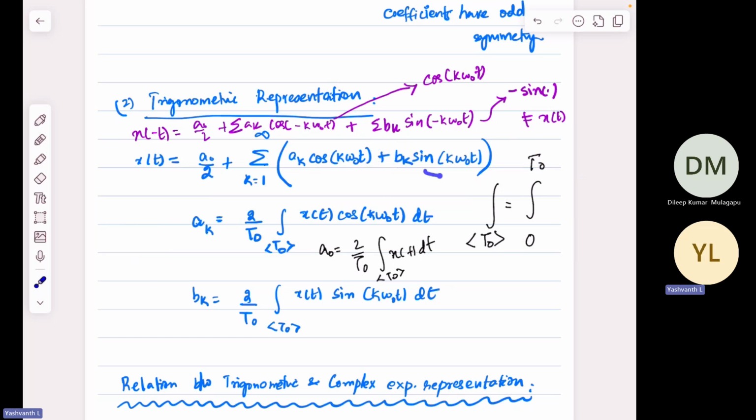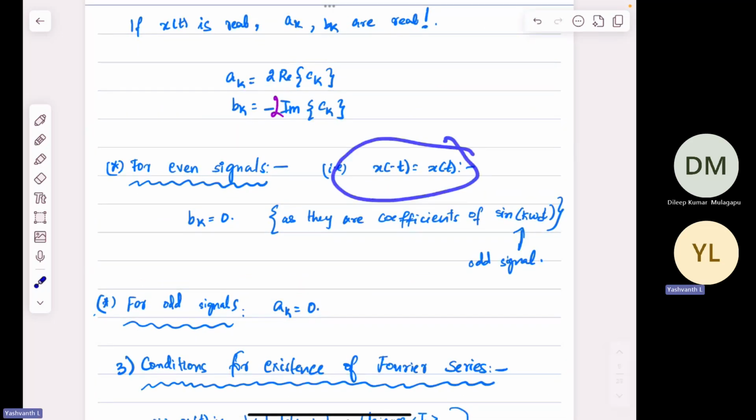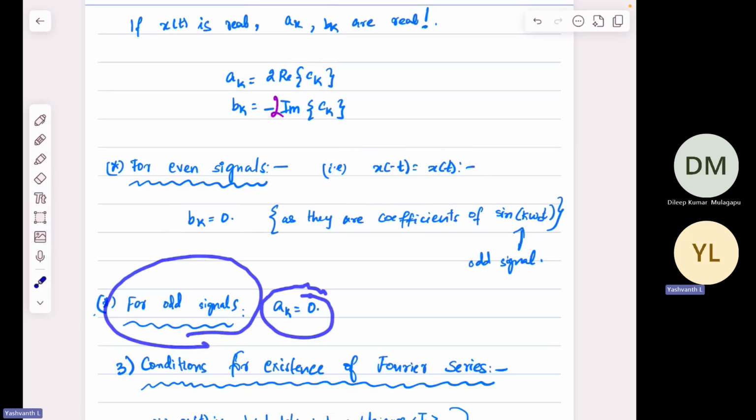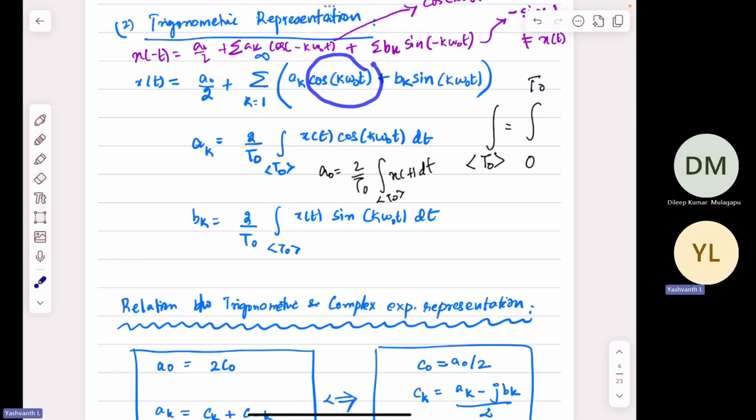Only in that case does it not matter whether the sine is there or not, because sine of minus x, although it is minus sine of x, is multiplied by 0, so that will not come into the picture. So that explains why for an even signal, your bk's must be equal to 0. Similarly, for an odd signal, your ak's must be equal to 0. What is ak? The ak's are the coefficients of cos k omega naught t in the trigonometric Fourier series representation of your signal.